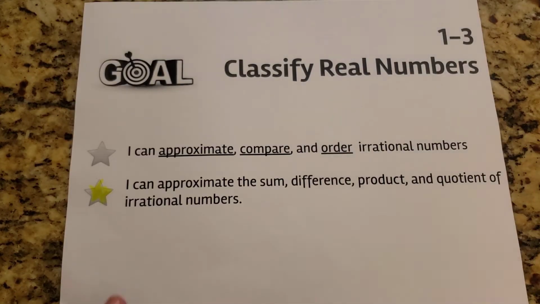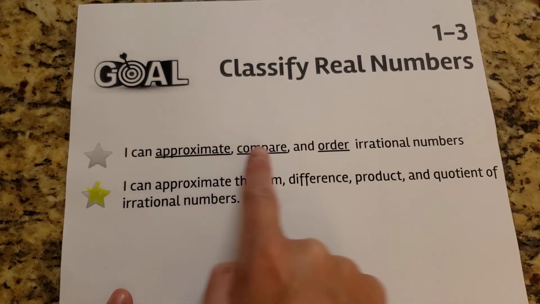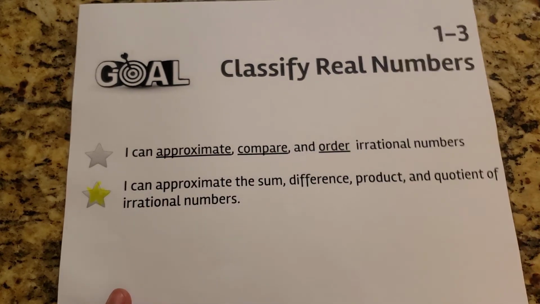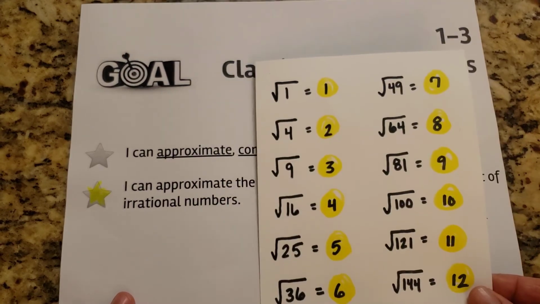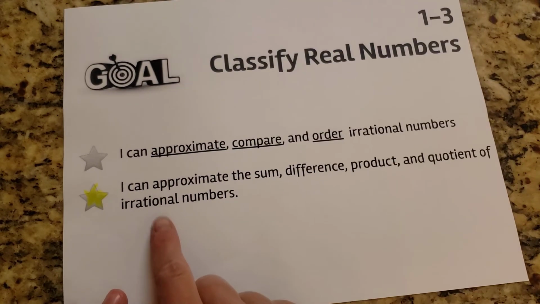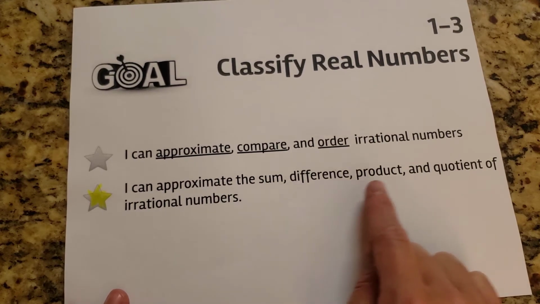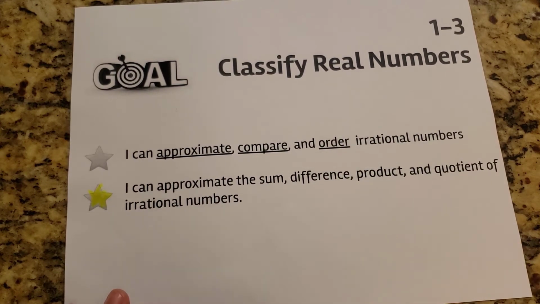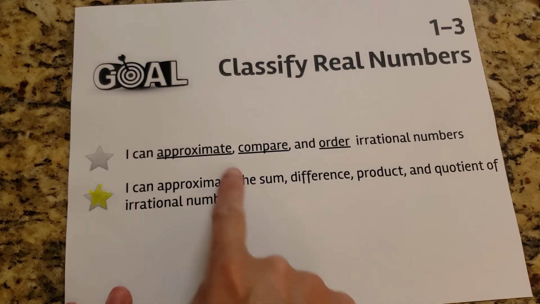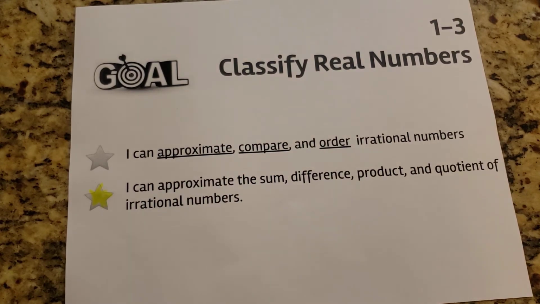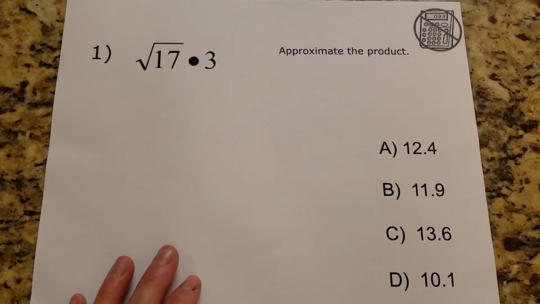Okay, back to our goals. We just got done approximating, comparing, and ordering irrational numbers. And remember, we use this list to help us do that. Then the next goal here is to be able to add, subtract, multiply, and divide irrational numbers, at least approximate what their sums, differences, products, and quotients would be.